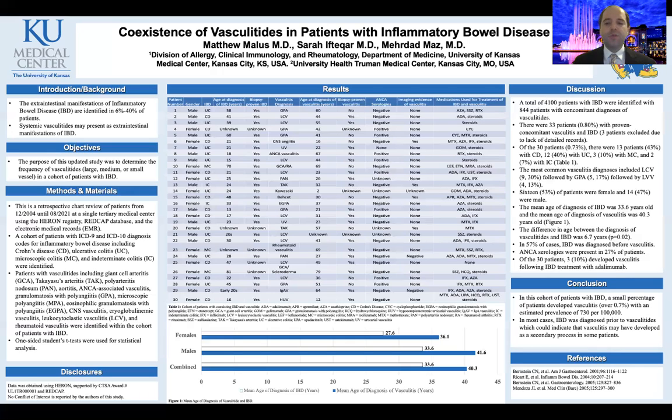ANCA serologies were only present in 27% of these patients. There was a small subset of patients that developed vasculitis following their treatment of inflammatory bowel disease. Using this data, we were able to calculate an estimated prevalence of 730 patients per 100,000 patients with inflammatory bowel disease that would develop vasculitis.